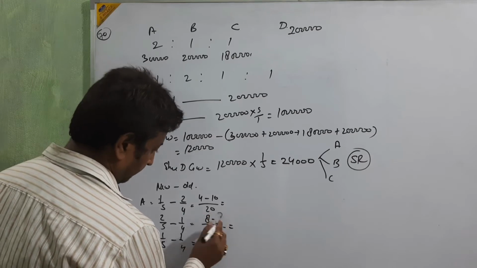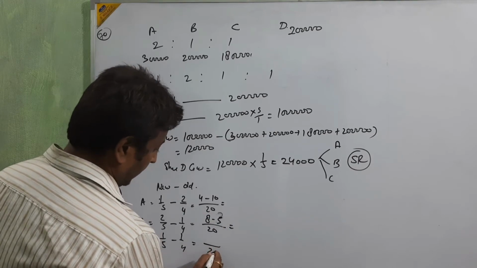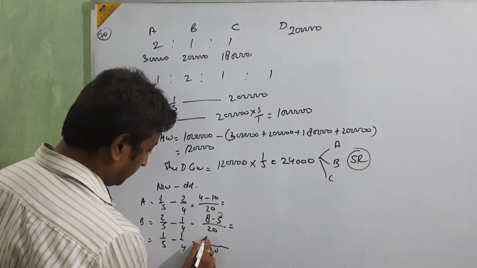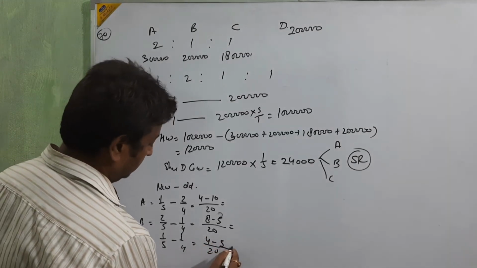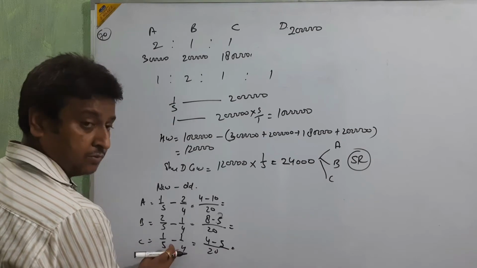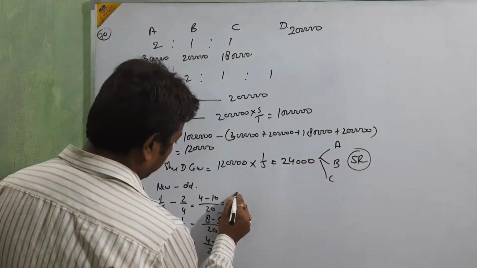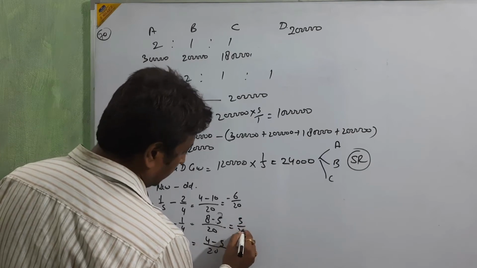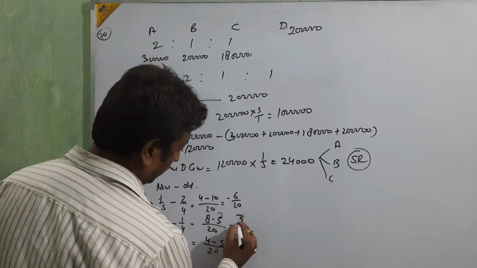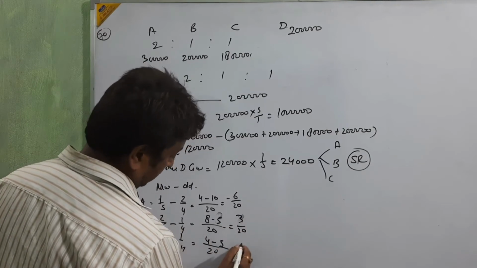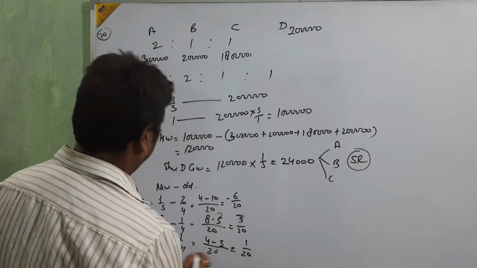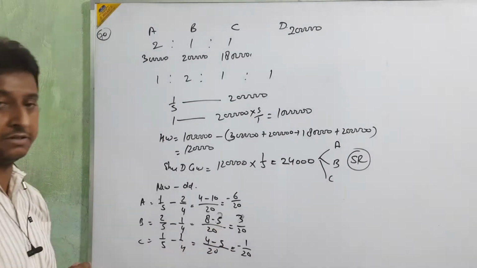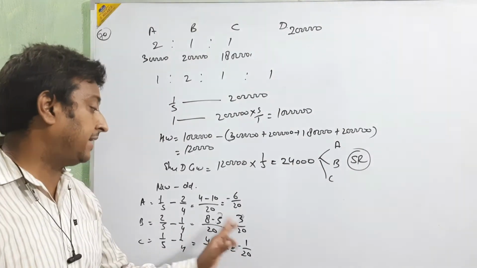Again 20. Then it means minus 6/20, 3/20 and 1/20. Who is the minus? They are sacrificing and he is gaining. These two are sacrificing and he is gaining.